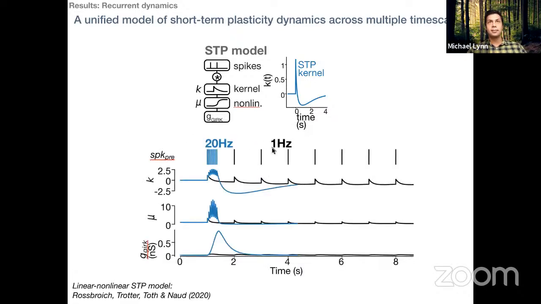At 1 hertz stimulation, this is just showing the presynaptic spike train in black. Then if you look at the bottom, the GERK response shows almost no outward current. Whereas at 20 hertz, you actually see this really large conductance start to appear. So this maps really nicely onto what I just showed you.